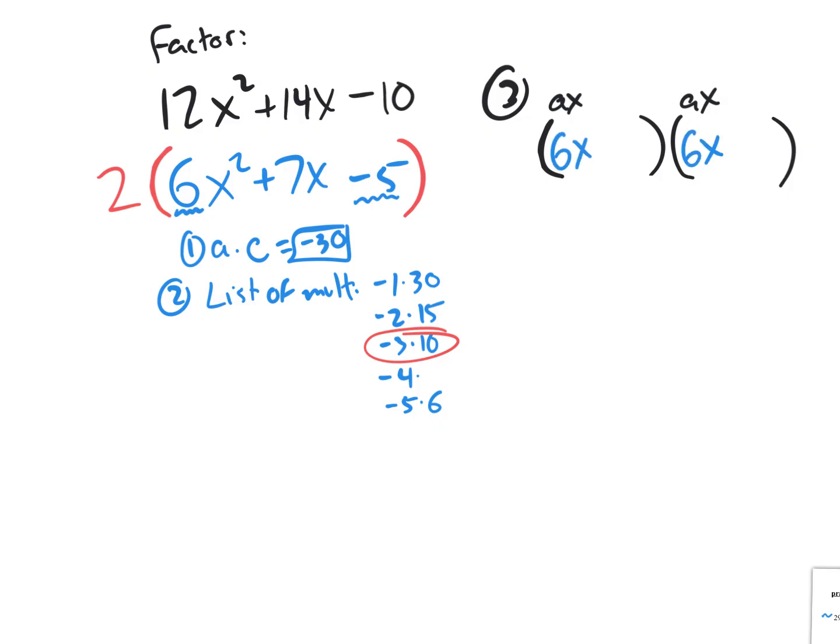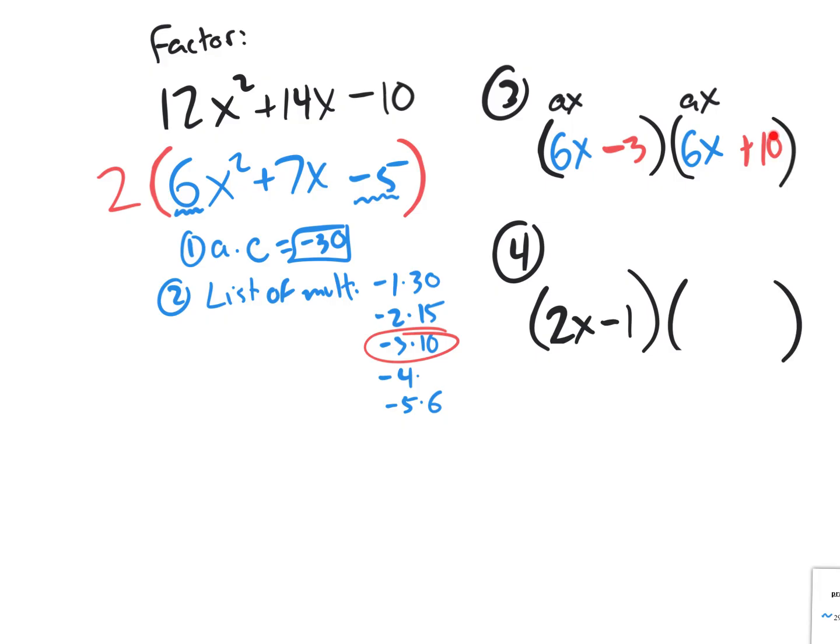And what about these blank spots? You fill in the blank spots with the numbers from step 2. So you're going to have a -3 and a +10. And then the fourth step is to divide each binomial by whatever you can, if you can. If you can't, you leave it the way it is. So if you look at that first parenthesis, 6x minus 3, you could divide both of them by 3 and you'll get a 2x minus 1. And if you look at the second binomial, the 6x and the 10, you could divide both of those by 2 and you'll get a 3x plus 5.